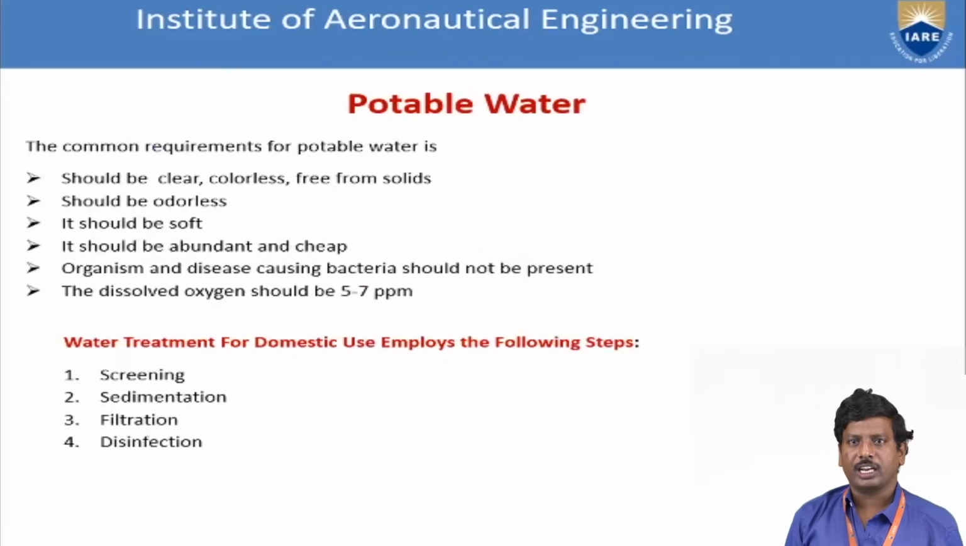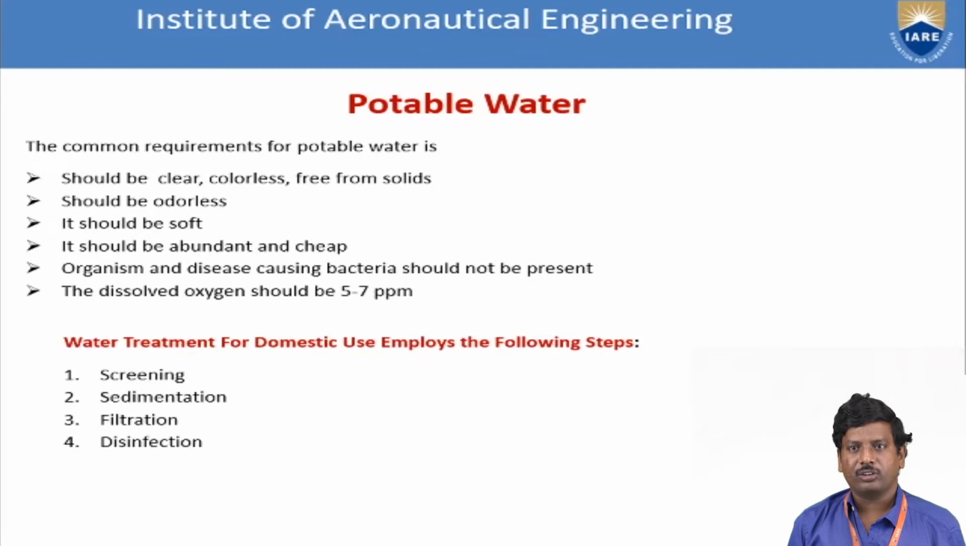The common requirements for potable water: it should be clear, colorless and free from all the dissolved salts. It should be odorless, soft, abundant and cheap. Organisms and disease-causing bacteria should not be present. The dissolved oxygen should be 5 to 7 ppm.